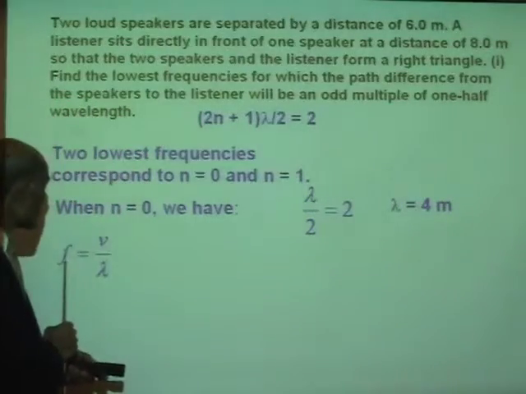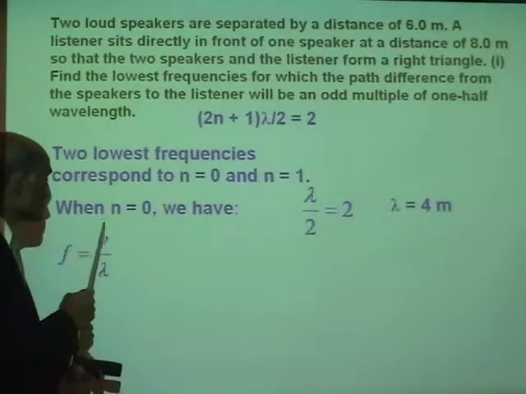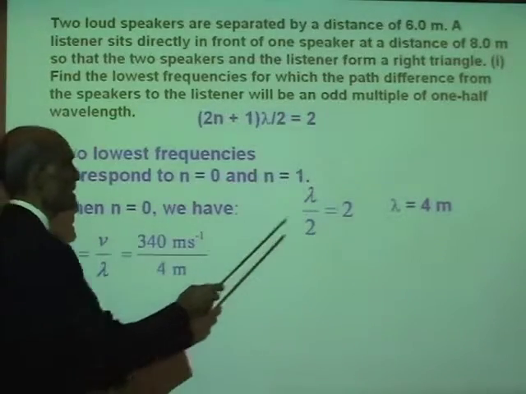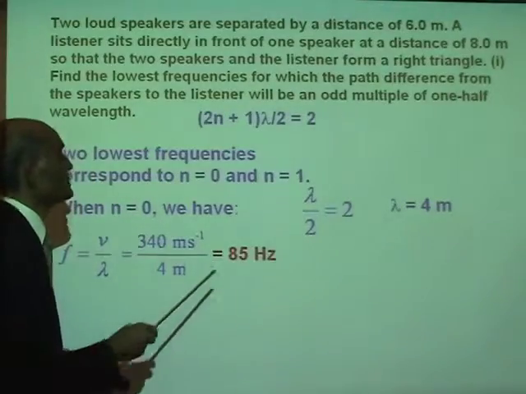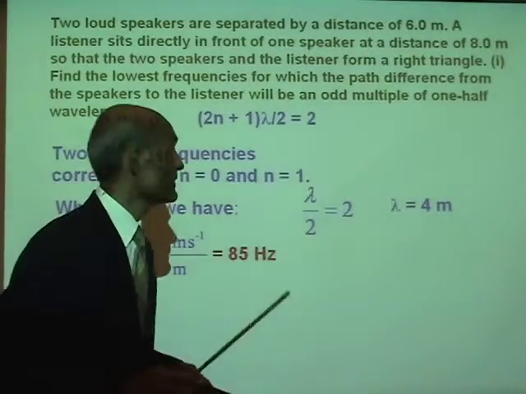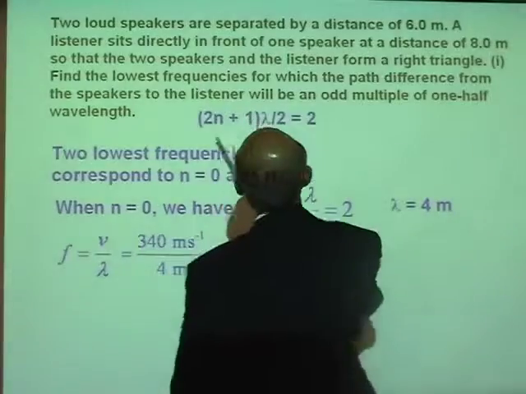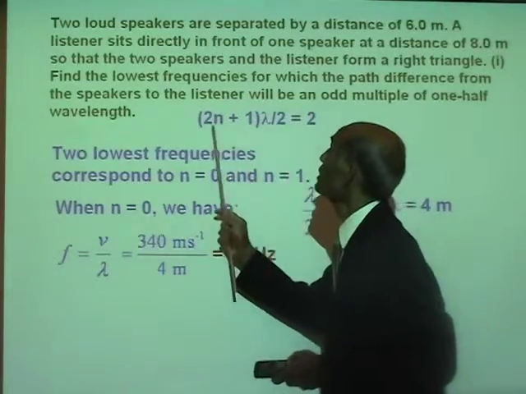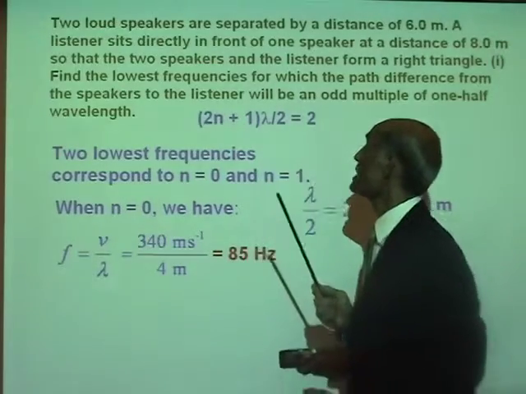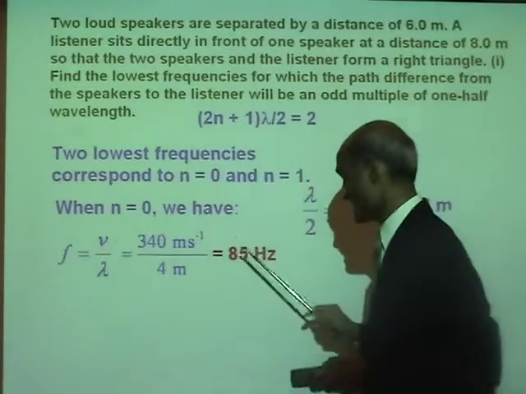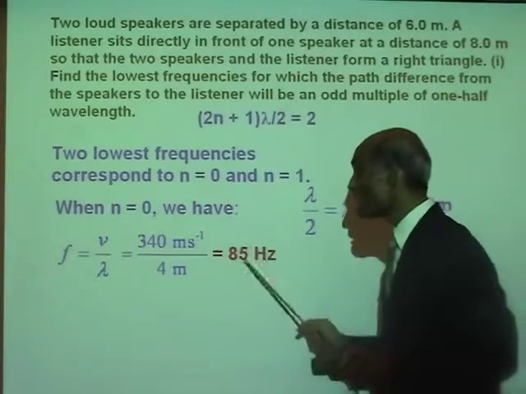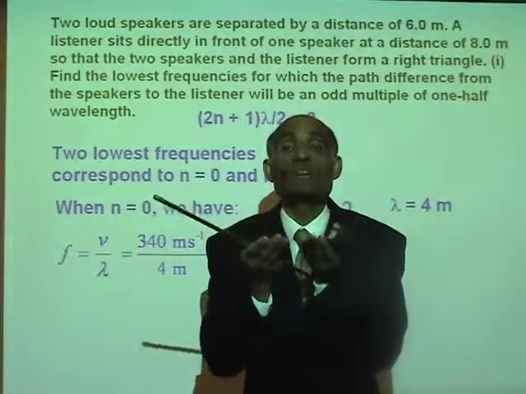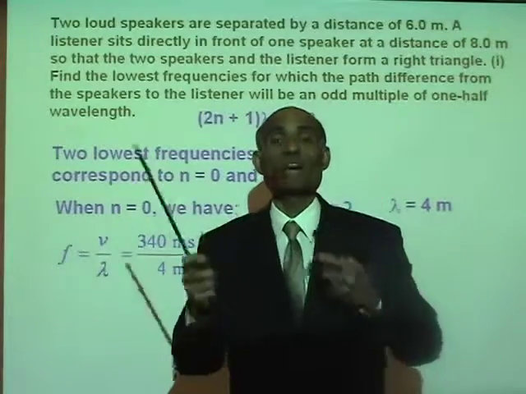Therefore, what is the frequency of that sound? f equal to v over lambda. v is 340 meter per second and lambda is 4 meter. So the lowest frequency that satisfies this condition, that is, the path difference is an odd integer multiple of half the wavelength, is 85 Hertz. So when the frequency is 85 Hertz, the waves from both speakers will cancel each other. There will be no sound there.